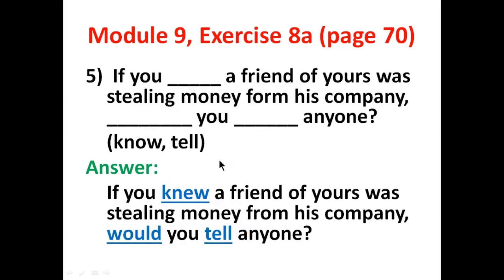Number 5. If you dash a friend of yours was stealing money from his company, dash you dash anyone. The two verbs are know and tell. Now write the answer. If you knew a friend of yours was stealing money from his company, would you tell anyone?